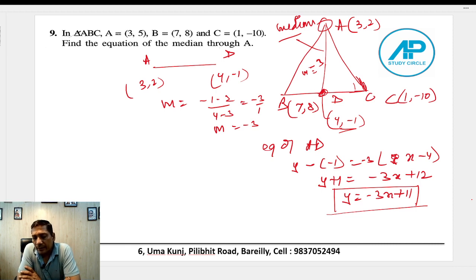So median निकालने के लिए आपको हमेशा उस बेस का मिड पॉइंट निकालना चाहिए जहां पर वो A पॉइंट से आ रही है, और फिर AD की इक्वेशन के लिए AD का स्लोप और AD की इक्वेशन निकालनी चाहिए.